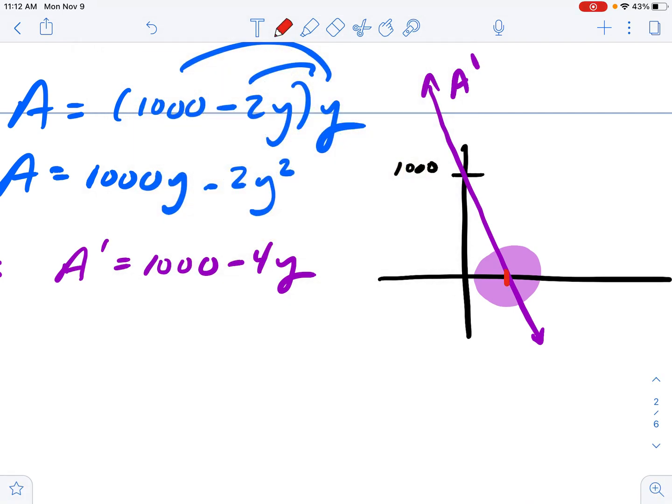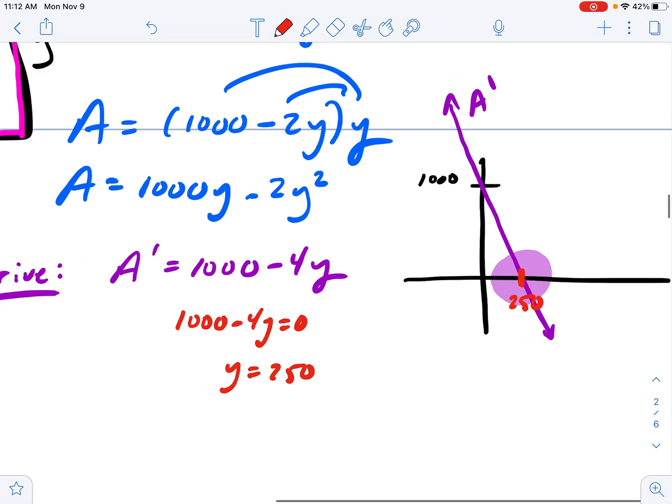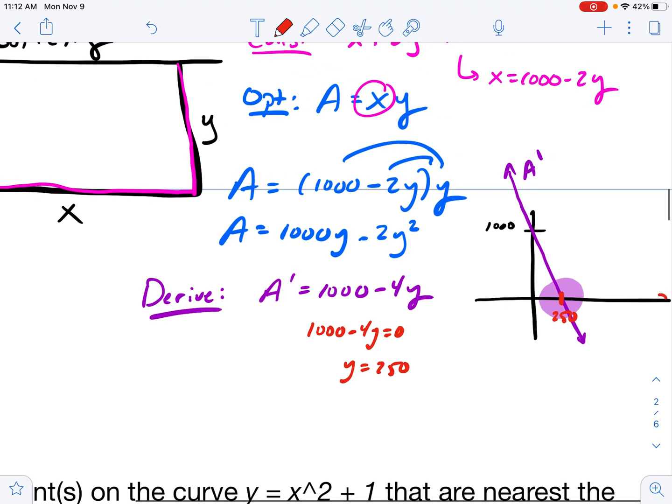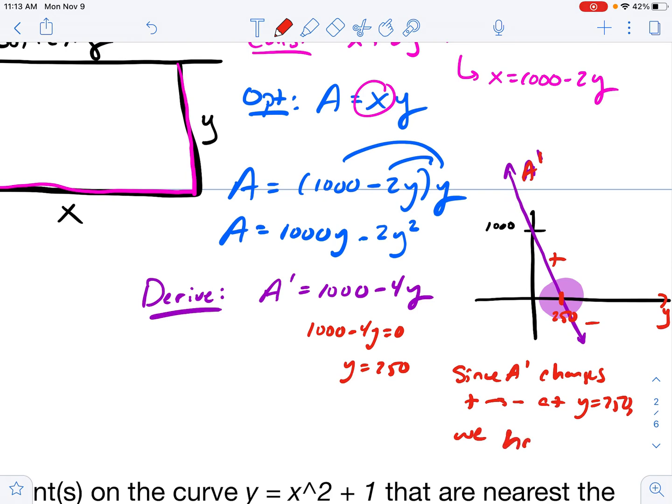Well, think about it. A prime equals 0 right here. We can set that equal to 0 and solve easily. That ends up just being 250 for y, which is what we're calling this value. This is the graph of basically y versus A prime. Call this the y-axis. This is A prime. But look, think about what's going on. A prime is positive to the left and negative to the right. Guess we have a max.